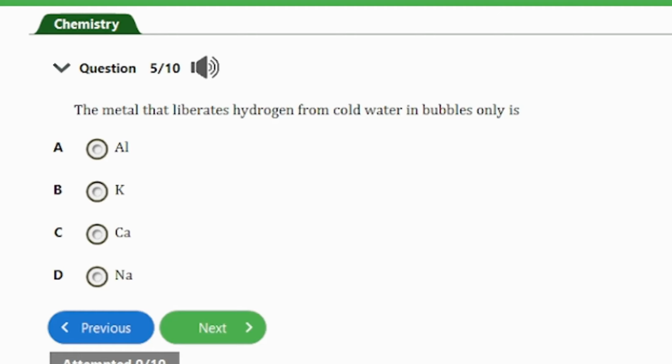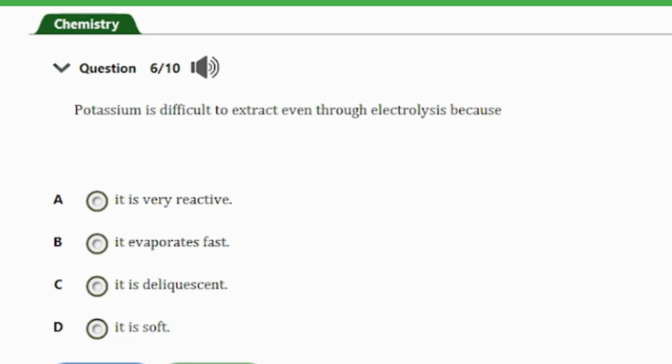Question number 5 says, the metal that liberates hydrogen from cold water in bubbles only is A, aluminium, B, potassium, C, calcium, D, sodium. The answer to this question is option C here, that's calcium. So let's consider the next question.